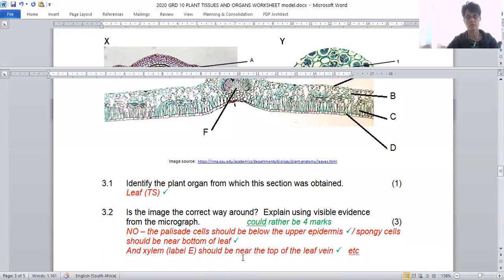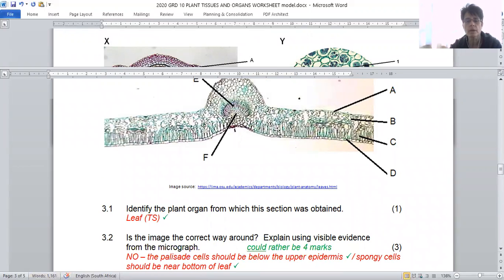But we don't give a mark for saying why. All right, so let me just see here. So how do you know this? Using visible evidence. Well, first of all, the palisade cell should be near the top of the leaf below the upper epidermis. I could give 2 marks for that. Or the spongy cells would be above the lower epidermis.